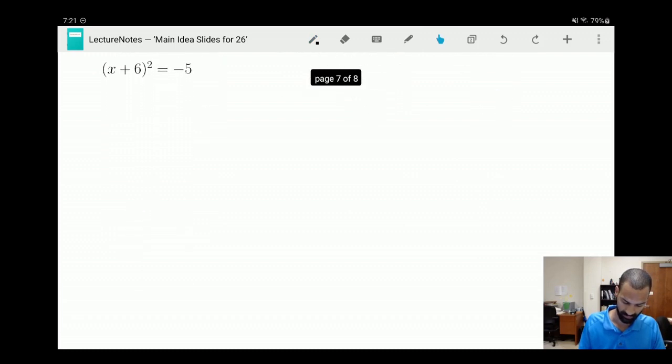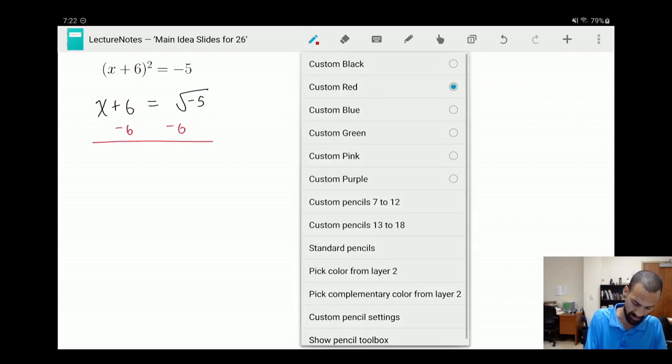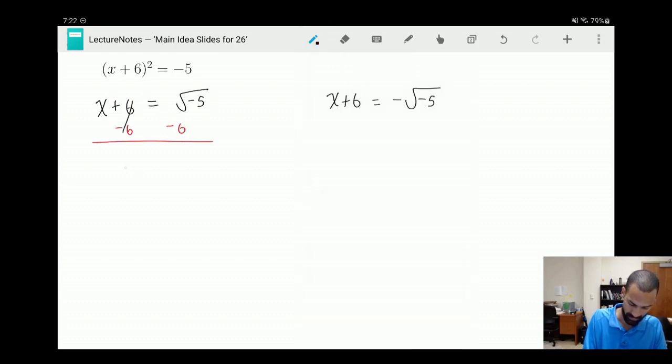Okay. x plus 6 squared equals negative 5. Okay, here we go. Let's use our imaginary number i, right? x plus 6 is something squared equals a negative number, so that x plus 6 could equal the square root of negative 5, or x plus 6 could equal negative the square root of negative 5. Okay, I'm going to subtract 6 from both sides. Keep in mind, I got to keep that separate from the square root. Negative 6 plus the square root of negative 5.